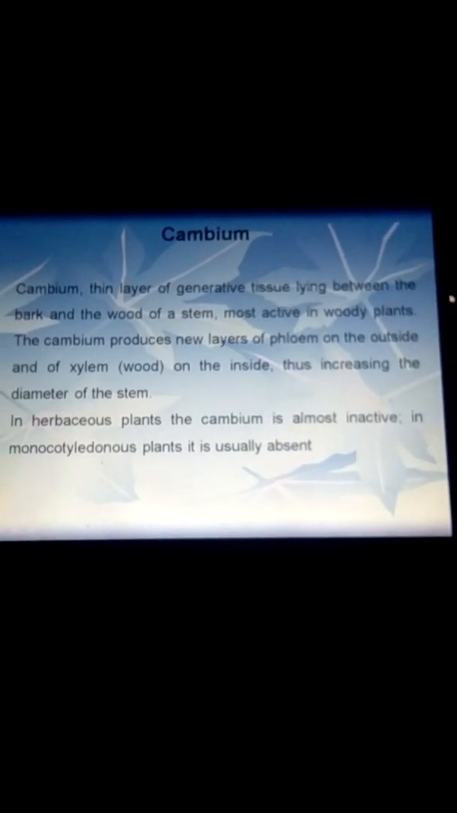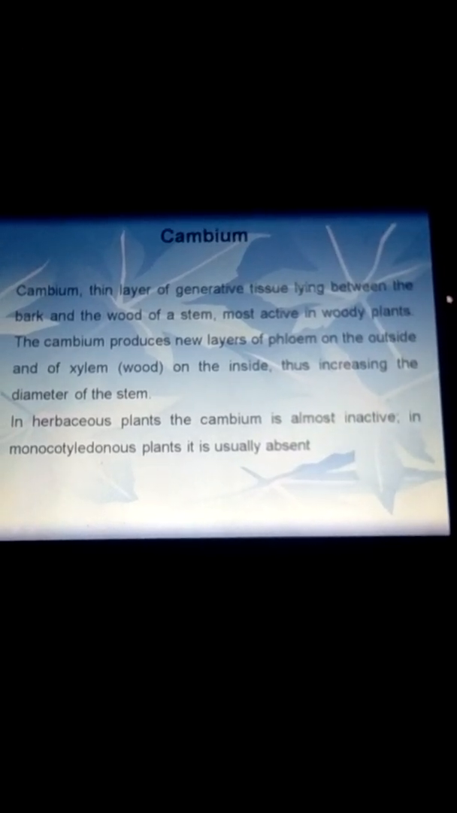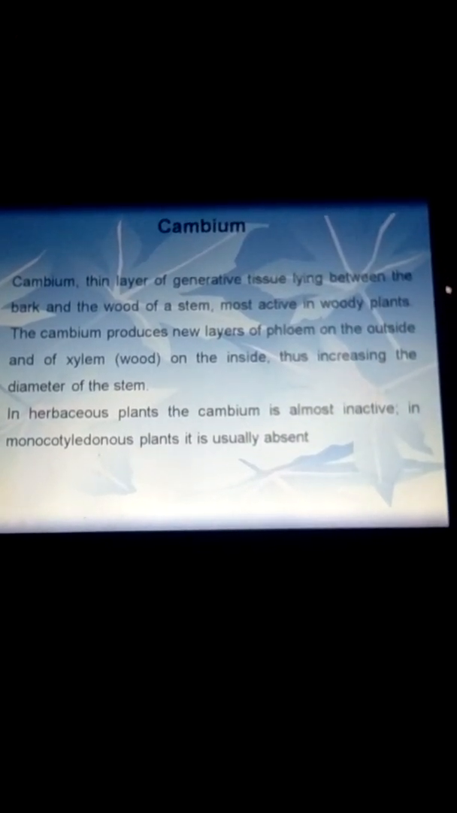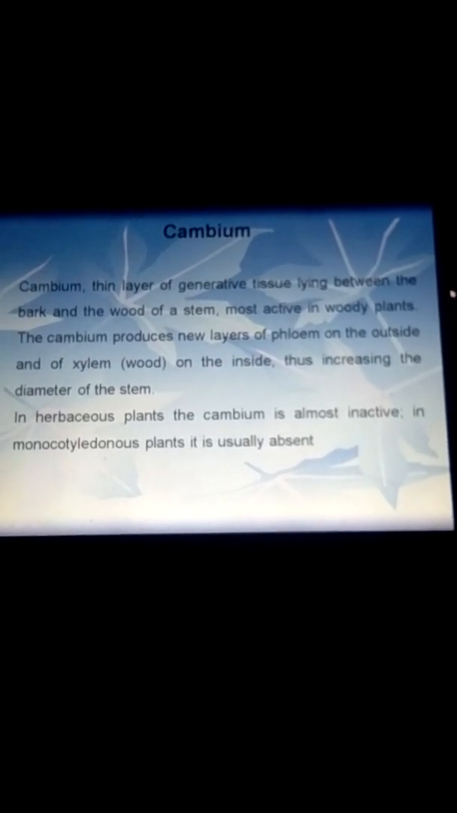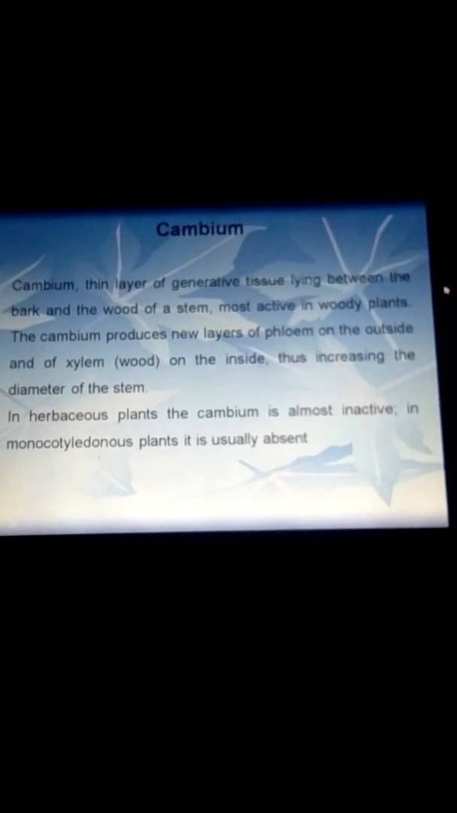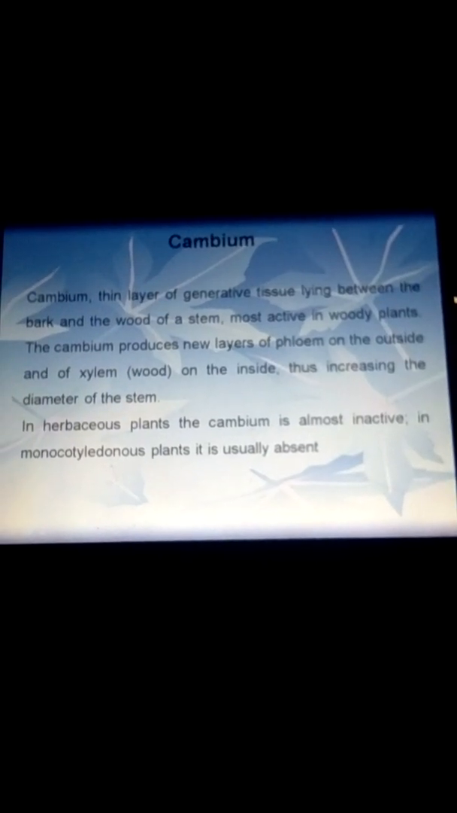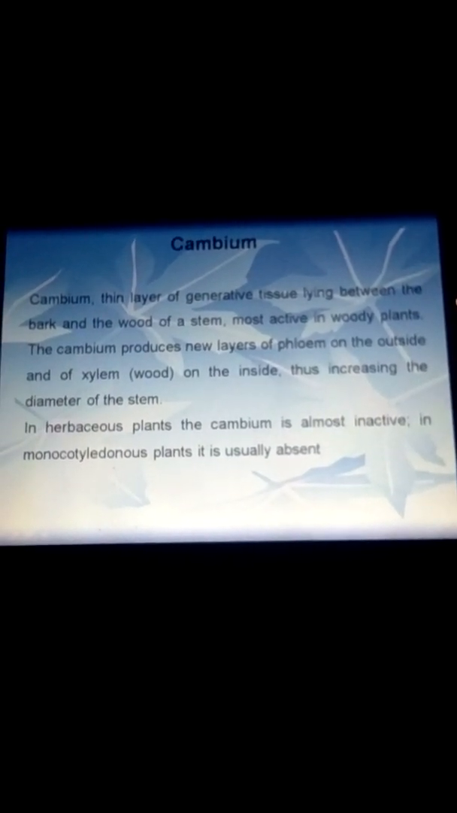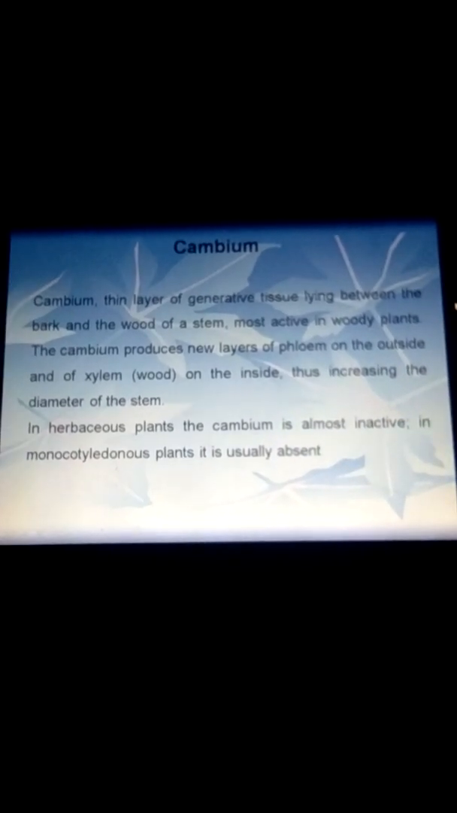Cambium is responsible for production of new layers of phloem outside and xylem on the inside, and cambium is responsible for increasing the diameter of the stem. Whereas when we talk about the herbaceous or the lower plants, cambium is almost inactive, and in the plants that are even lower than that, the monocotyledonous plants, it is usually absent.